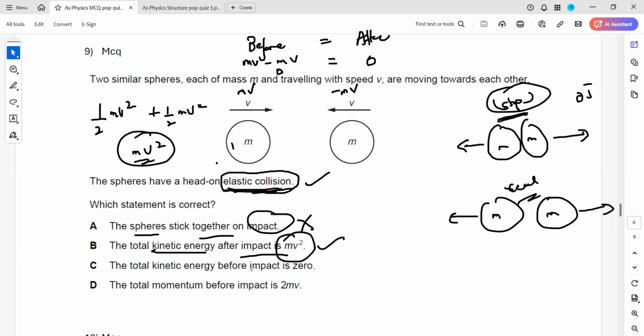The total kinetic energy before the impact is zero. That's wrong. It is mv square. And the total momentum before the impact is 2mv. That's also wrong. The total momentum is zero before the impact as the two objects have the same mass, but they are moving in opposite directions. So the momentum should be conserved. The total is mv minus mv, which is zero. So B is the right answer for this. Is it clear, this one?